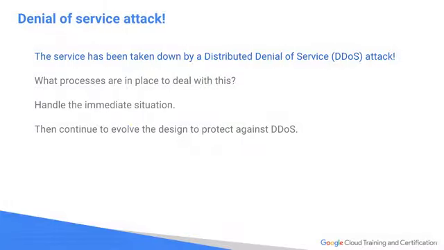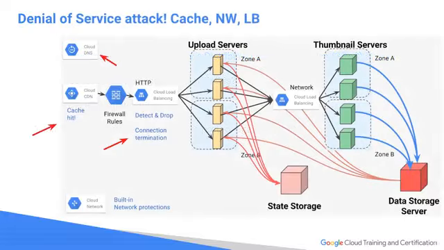So we're protected against some of the more major denial of service attacks. If a denial of service attack does come in, we have to ask ourselves, well, what processes are in place to deal with it? How do we handle any immediate situations? So we should have a game plan. And then how do we continue to evolve this design to protect against future denial of service attacks? So in this case here, we have a denial of service attack.